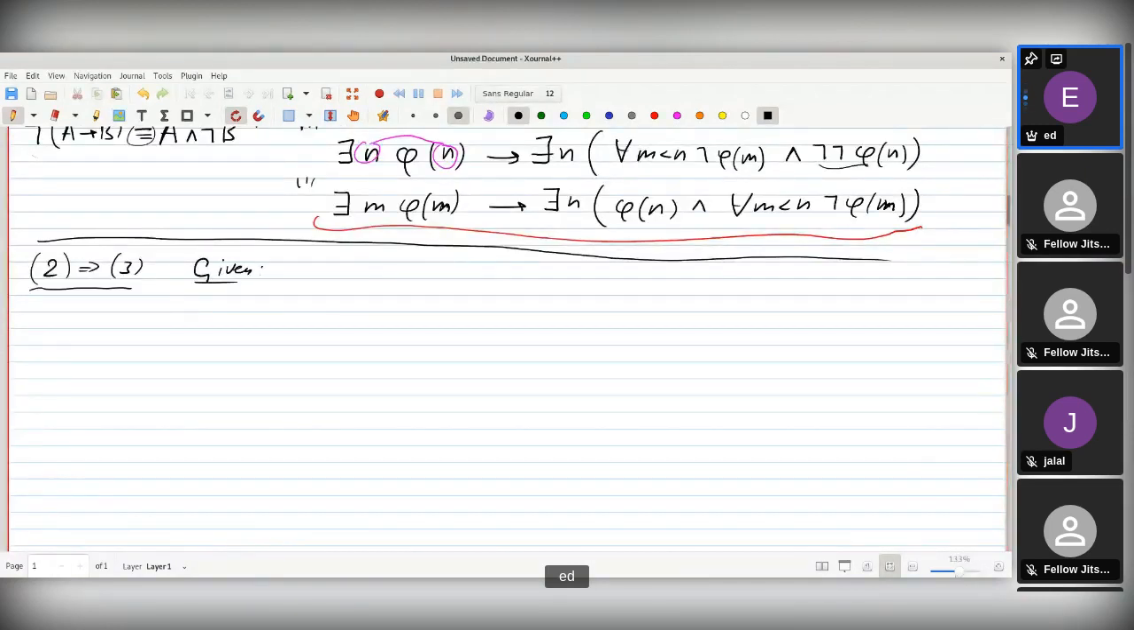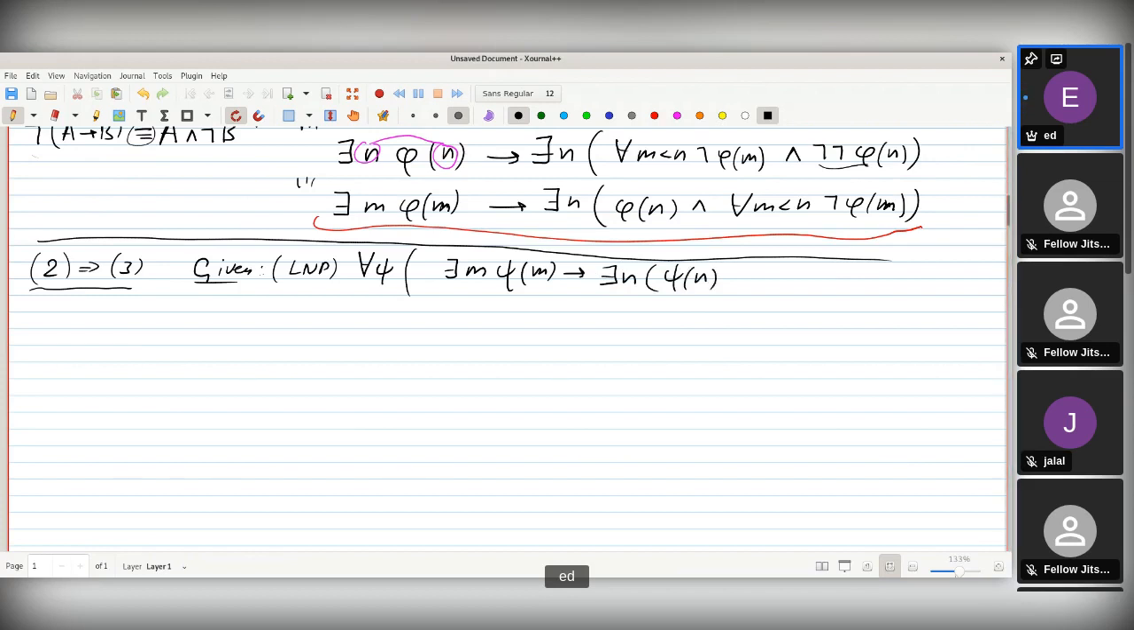What is given? The least number principle is given. Let me reproduce that, but I'll rename phi to psi. For every psi, if psi holds somewhere for at least one number, then there is the least number n with this property.